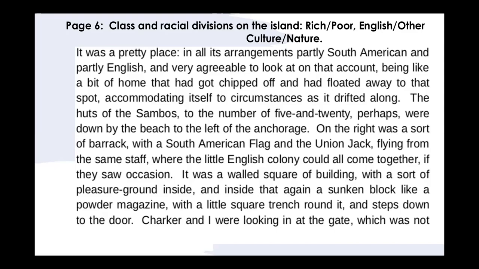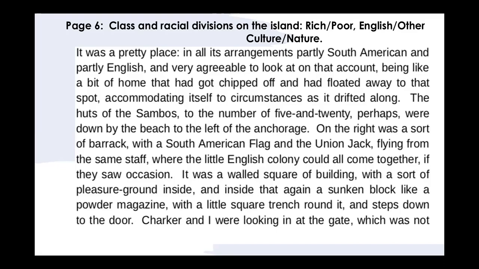And very agreeable to look at on that account, being like a bit of home that had got shipped off and had floated away to that spot. Meaning a little England was brought to that spot of the world, accommodating itself to circumstances as it drifted along. The huts of the Sambos. Huts means they lived in the huts, the Sambos. Natural place, like huts represented a natural place of dwelling.